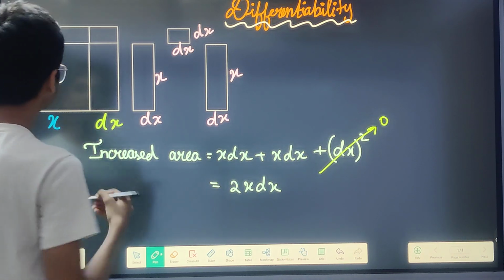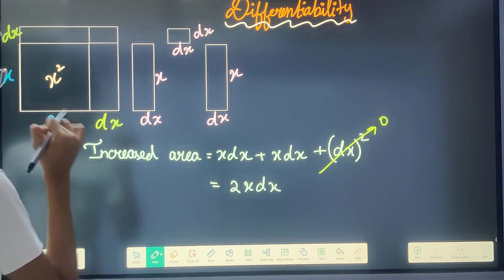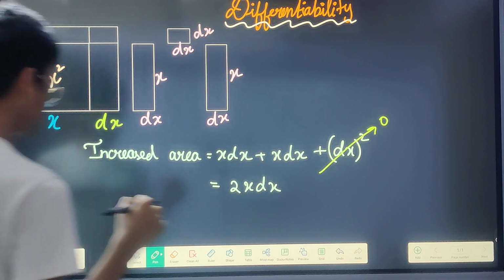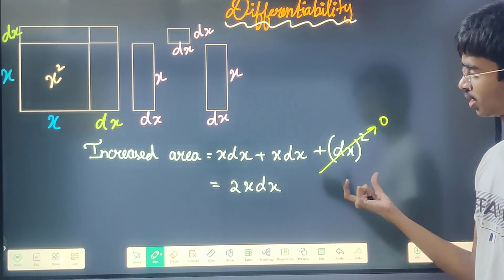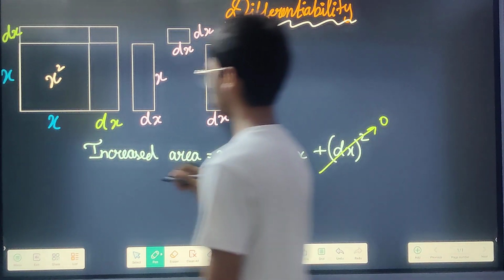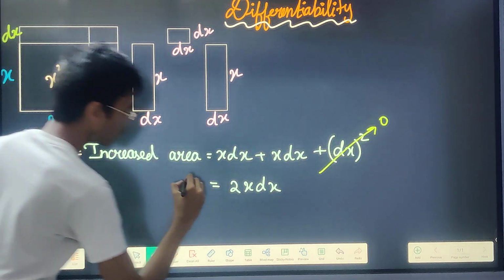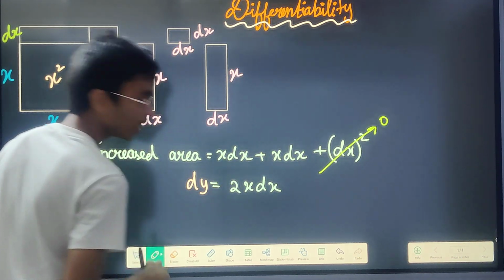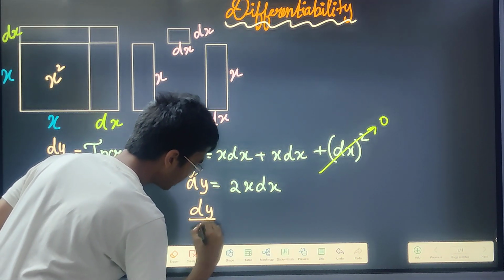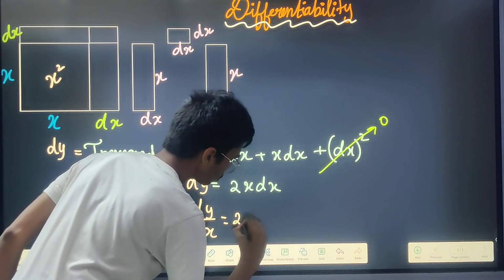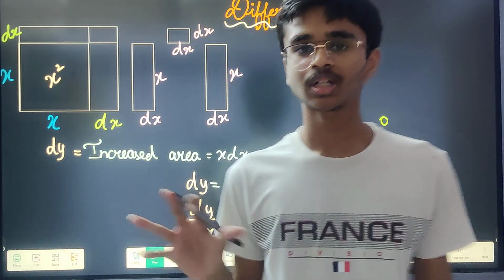Okay, and then I will keep this increased x square as it is. This increased area is there, right? That one is equal to dy. I will keep it as dy. Now then it will be what? It will be dy. So at last we have got the formula, that is dy by dx is equal to 2x.